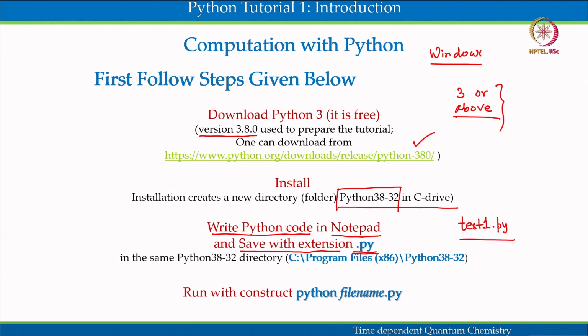And then we have to save the file in the same directory where you have installed Python. So in my laptop, where I'll be performing all the programming, this is where I have installed it, and that's why after saving this file, we'll save this file in this folder only. And finally, we'll be able to run the program with the construct python filename.py. So that's the construct we'll be using, followed by pressing enter.